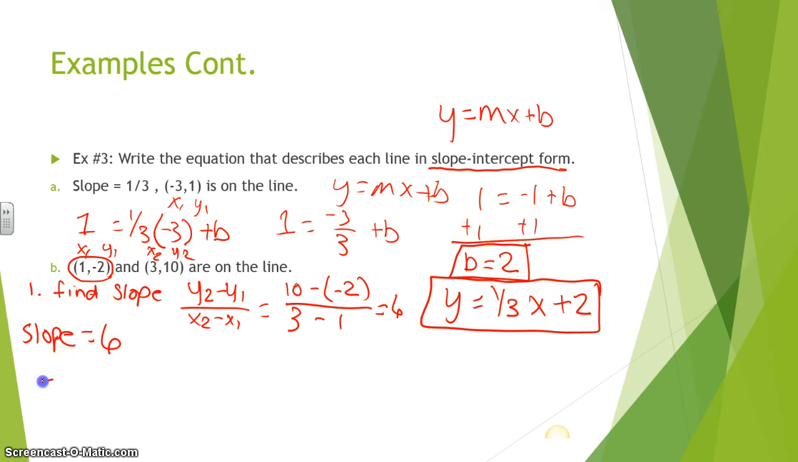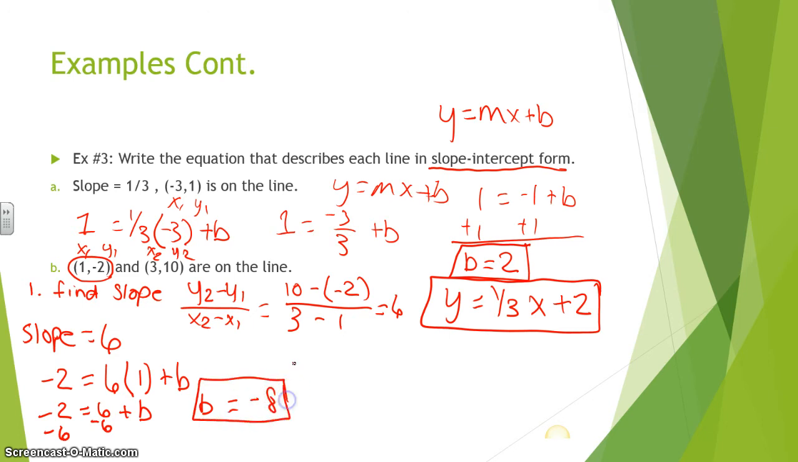So my y is going to be -2 equals my m. My m is my slope, 6, times my x, which is 1, plus b. We're going to solve for the y-intercept. 6 times 1 is 6, so -2 equals 6 plus b. Subtract 6 from each side. b is going to equal -8.